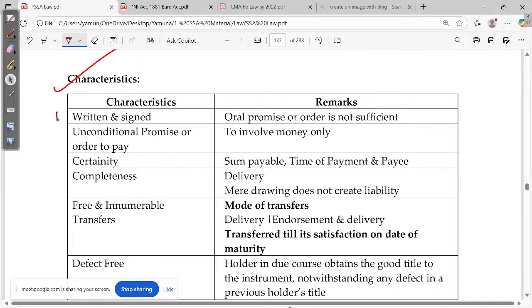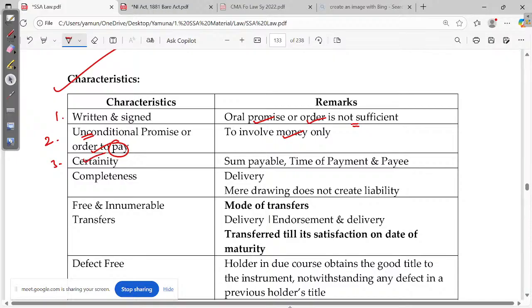First one, it should be written and signed, that's mandated. It should not be just like an oral promise. Oral promise or just an order is not sufficient. Second one, there should be an unconditional promise or order to pay. If I show this bill of exchange and if there is a difference, then you have to pay. And moreover, it's order to pay only, which means it should be involving money.